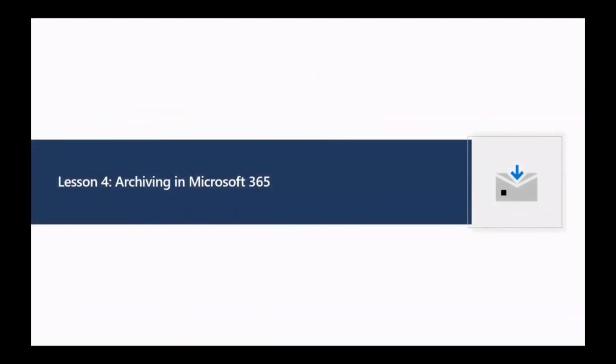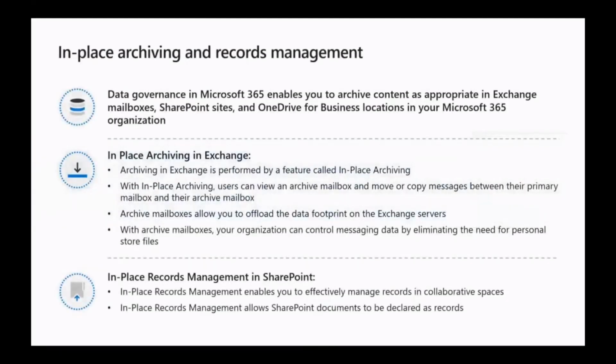Now, another thing you can do with labels is archiving. So how does archiving work in Microsoft 365? First of all, I'll switch it back to records. First, in-place archiving and records management. Remember, data governance in Microsoft 365 will enable you to archive content as appropriate in Exchange mailboxes, SharePoint sites, and OneDrive for Business locations in your Microsoft 365 organization.